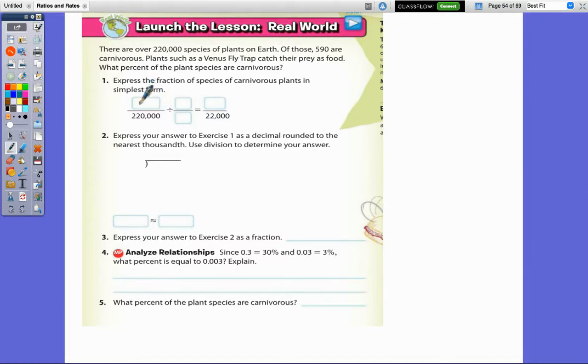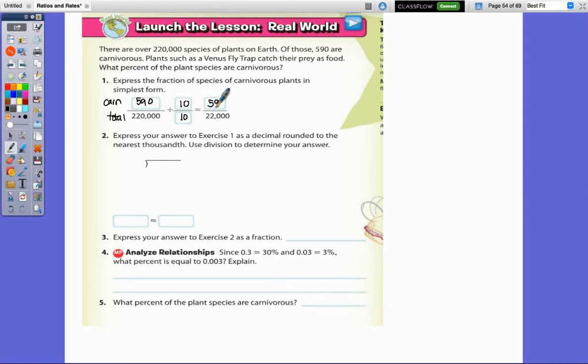So this is our total down here, and then this is the carnivorous. So there's 590. The first thing I'm going to do is divide by 10 because that gets rid of that 0. And I get 59 out of 22,000. So we are going to express that as a decimal.